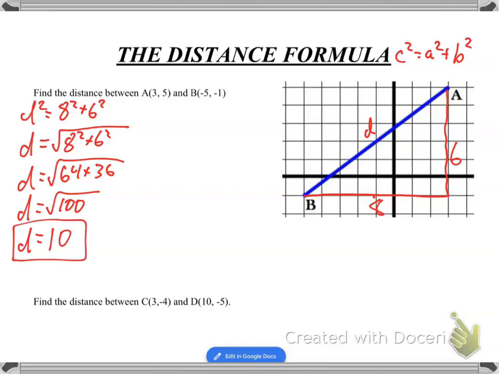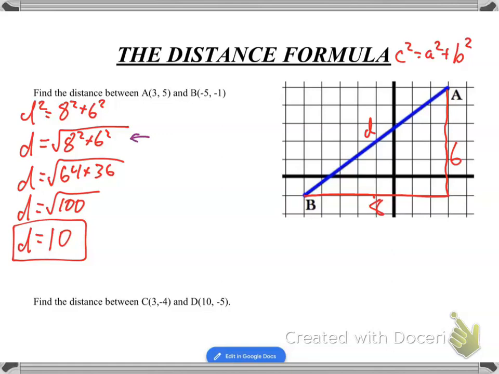Now, what we are going to do here is take this and turn it into a formula, so that I can do this when I don't have a coordinate grid, right? Because notice the next one, there's no coordinate grid. It just gives us some points. So how do we do this? Well, we're going to take this row right here and turn it into a formula.